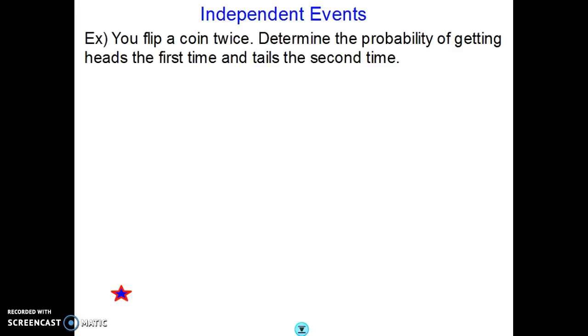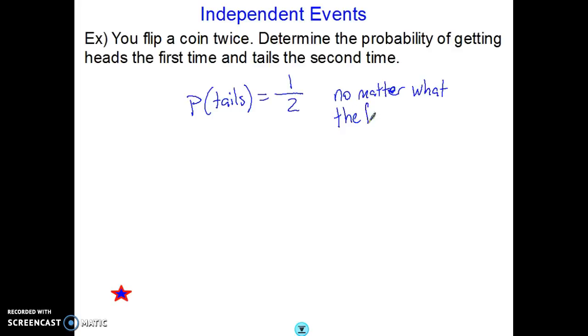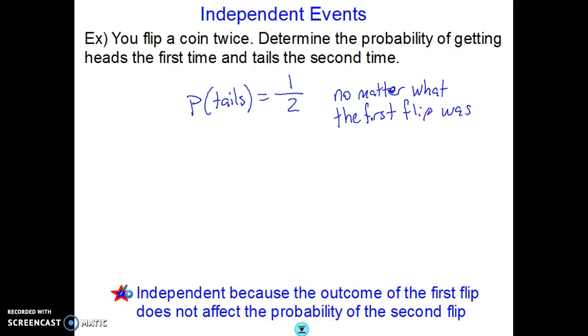The probability of getting tails is just going to be 1 out of 2, no matter what. Or more specifically, no matter what the first flip was. This is why this is an independent event. The outcome of the first flip does not affect the probabilities in the second flip.